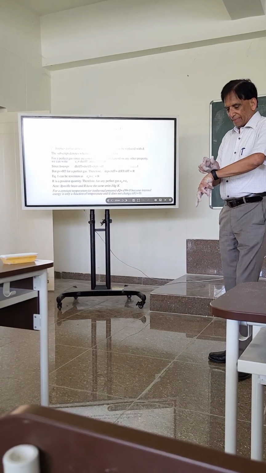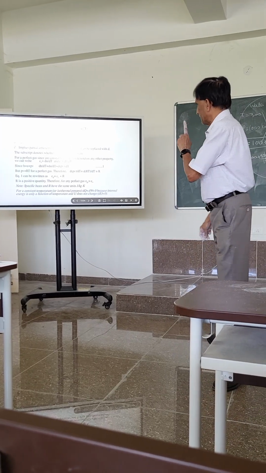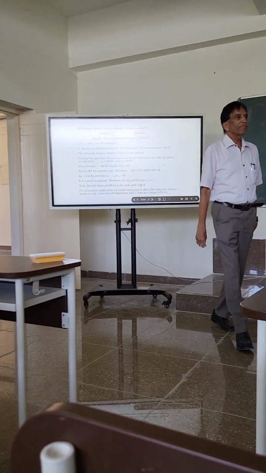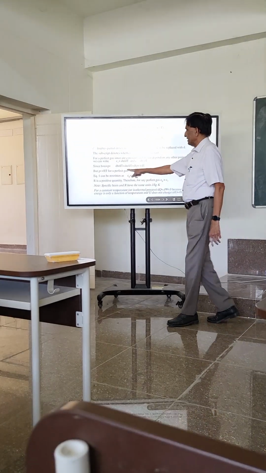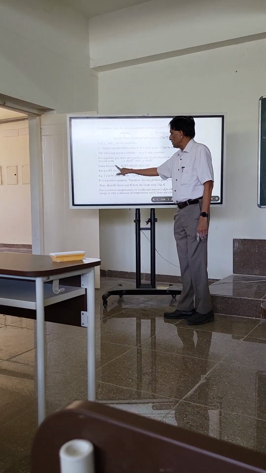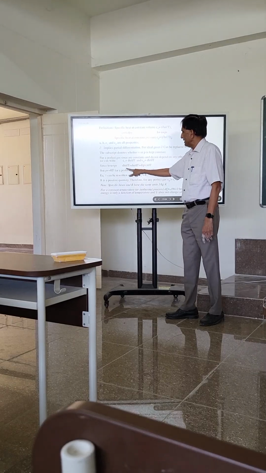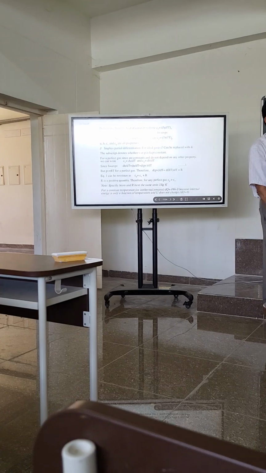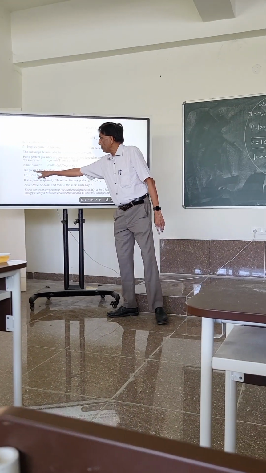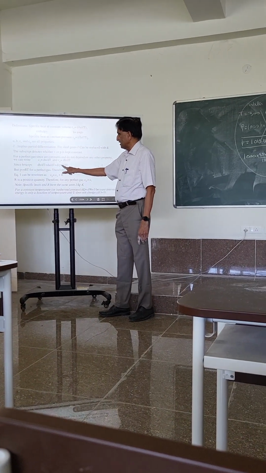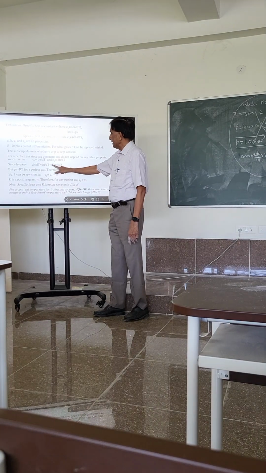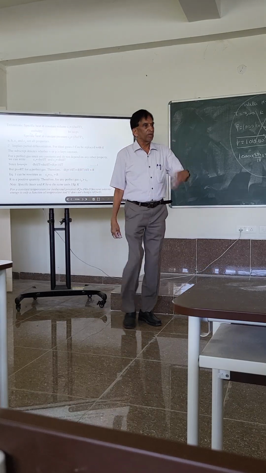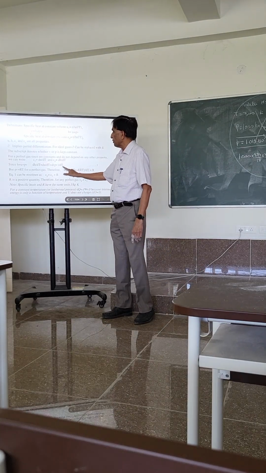Okay, let me get through this part. Now, we know that H is equal to U plus Pv. So let us differentiate with respect to temperature. dH by dT will be dU by dT plus d(Pv) by dT. Correct? But Pv is equal to RT for a perfect gas. So this becomes R times dT by dT, so d(Pv) by dT is equal to R. Correct?